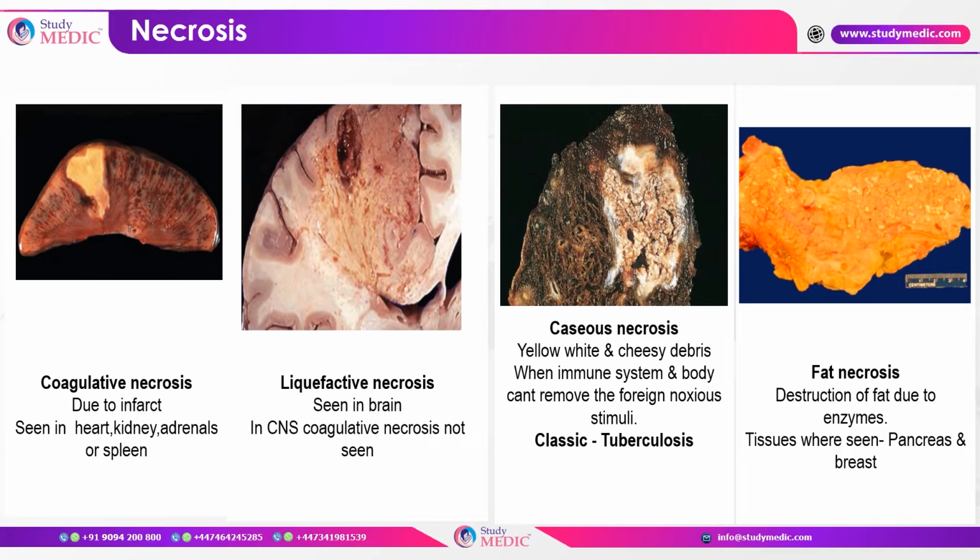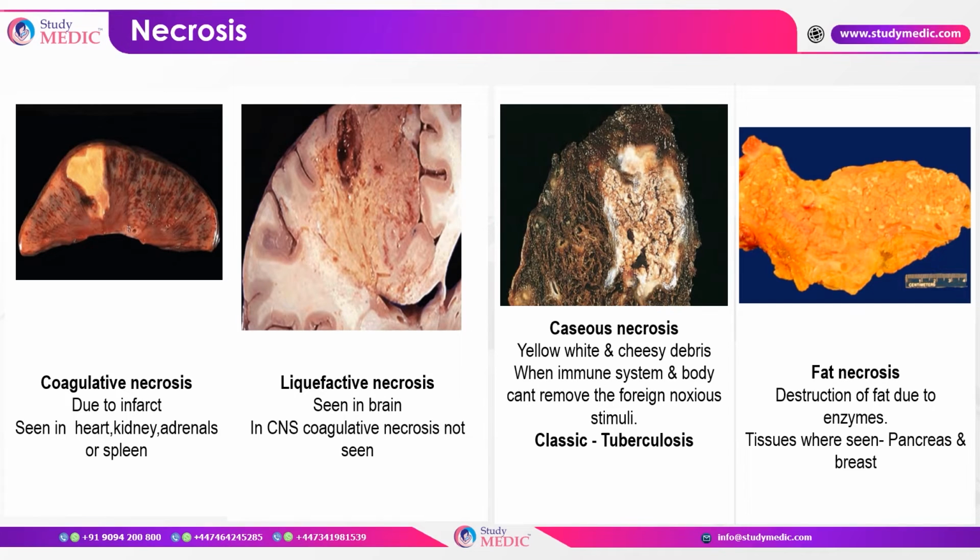Next is liquefactive or colliquative necrosis. This is typically seen in the brain. Sometimes it can be seen in the pancreas. It is because of injury like bacteria, fungi, or any infection that happens in the brain that can lead to liquefactive necrosis. Remember, in the CNS, you never see coagulative necrosis.